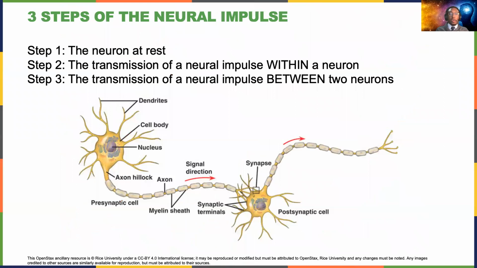In the next video, I'll be talking about the three stages, the three steps of a neural impulse, how neurons go about communicating. The first stage is describing how the neuron behaves at rest. The second stage is describing how the neuron transmits the nerve impulse within the axon itself. And then the third step is transmitting that neural impulse to another neuron.